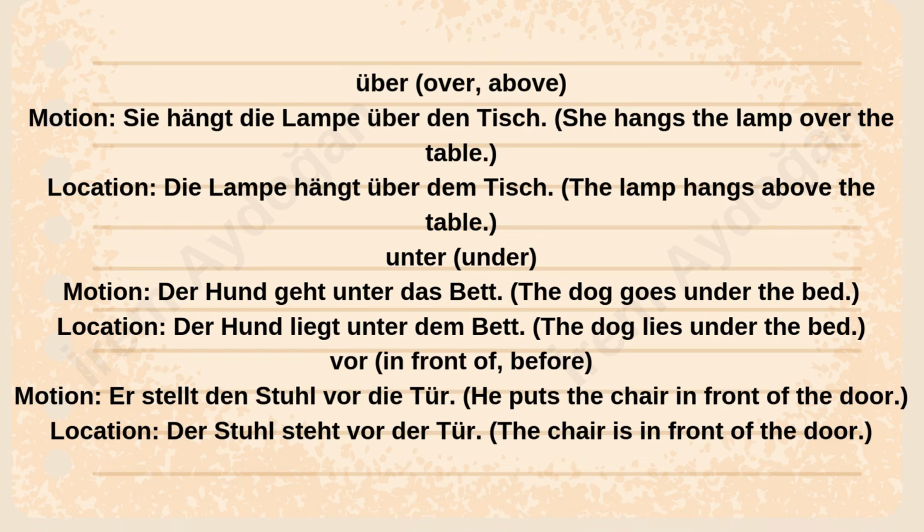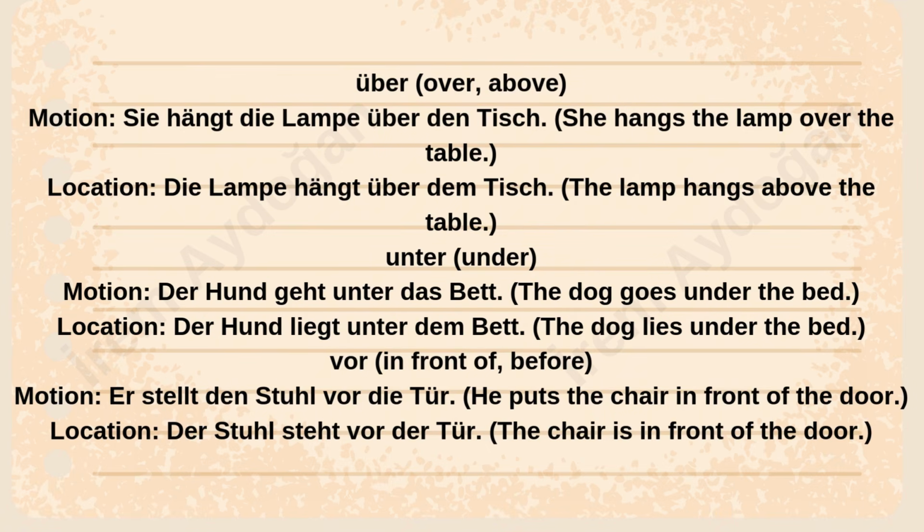And the next one, unter, means under. Motion, accusative example: "Der Hund geht unter das Bett." The dog goes under the bed. The location example, the dative case: "Der Hund liegt unter dem Bett." The dog lies under the bed.